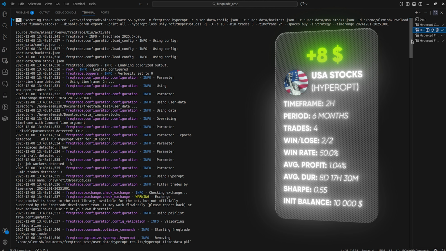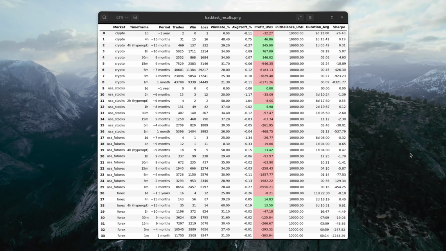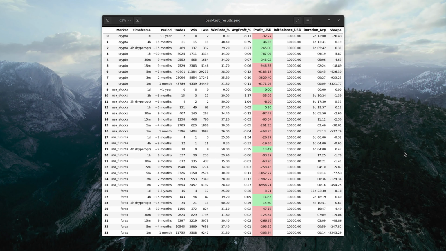And finally, Forex market 4 hours time frame. Let's see. And once again, our best profit is not very high. It's only $13. And here you can see best parameters. And let's get to the final results table. Here we have all markets, all time frames, including hyperparameter optimization. So as you can see, it's mostly red, so not a very profitable trading strategy.